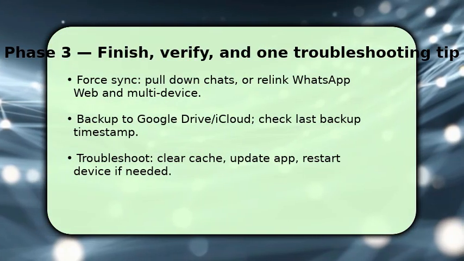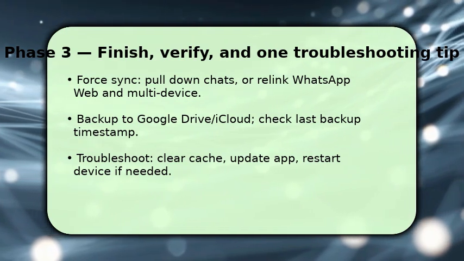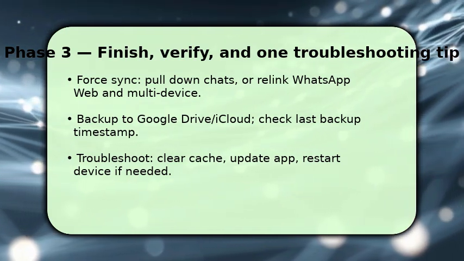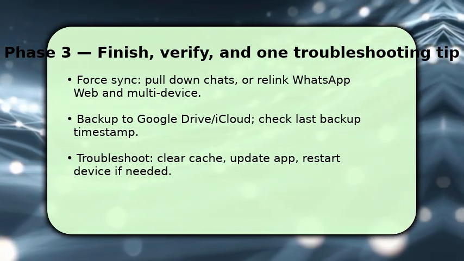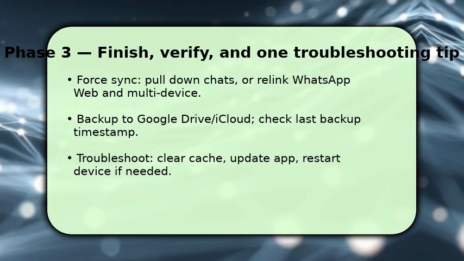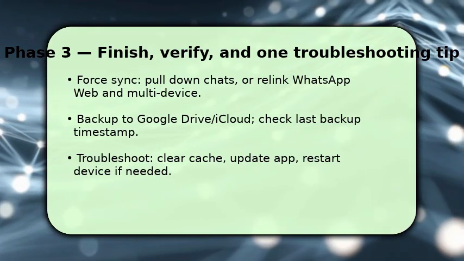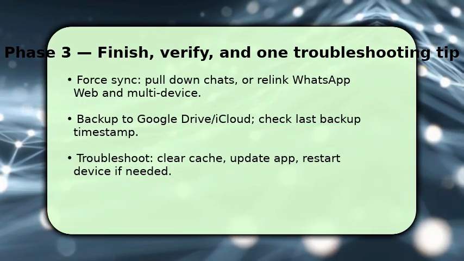To finish, make sure your messages are fully synced and backed up. Pull down on chats to force a refresh, or relink WhatsApp Web and any linked devices so all devices match. Then go to Settings, Chats, Chat Backup, and check the last backup time. Back up now if outdated.